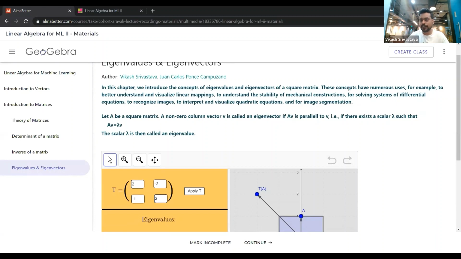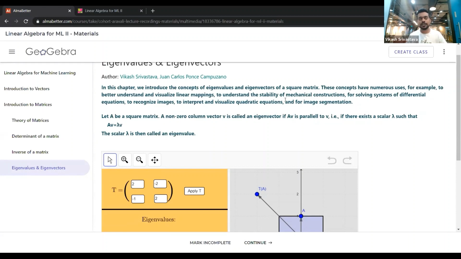The concept of eigenvectors and eigenvalues has numerous uses. For example, to better understand and visualize linear mappings, to understand the stability of mechanical constructions, for solving systems of differential equations, to recognize images, to interpret and visualize quadratic equations, and for image segmentation.